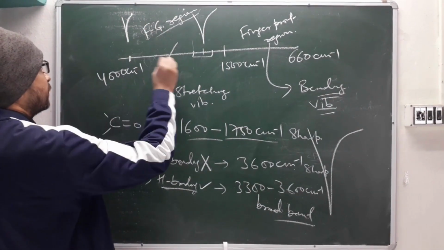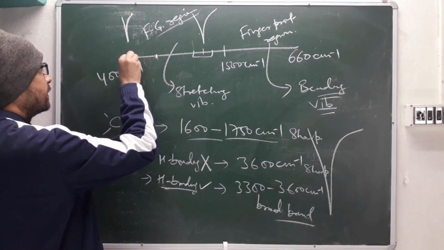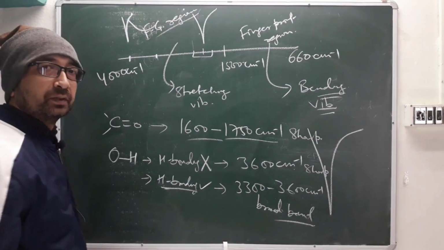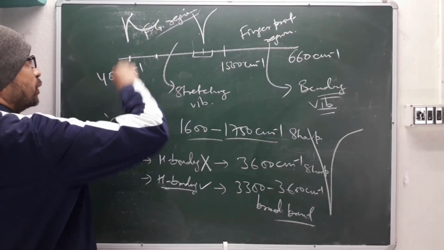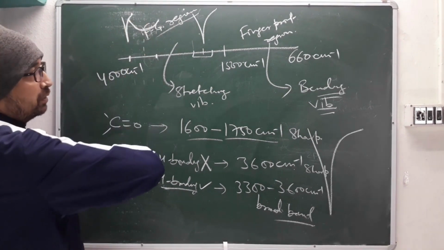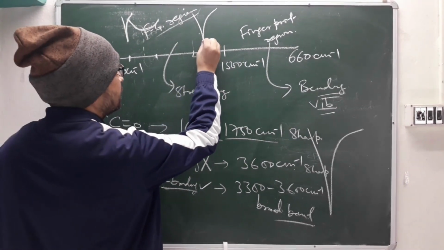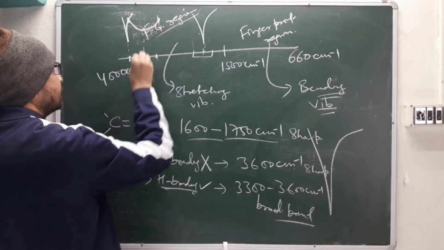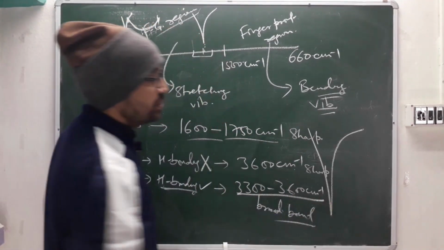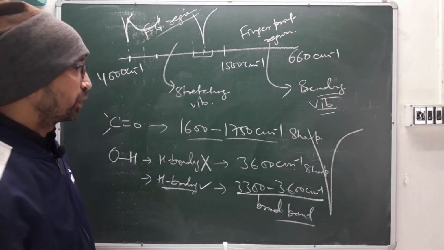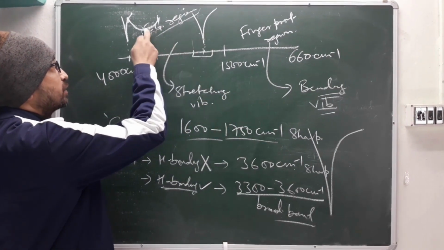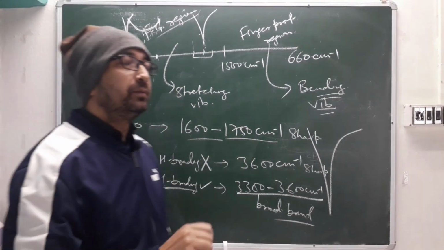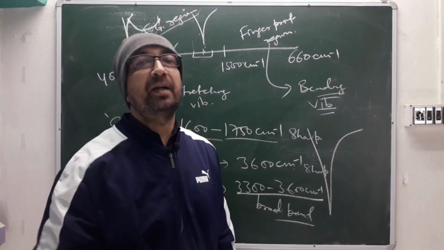It starts at 3300 and ends at 3600, so it will look like this broad band. You won't find any single place from which to take the peak value. For the sharp one you have a value, but for this you don't, so you have to take from here to here and see the range. If it falls in this range, you have OH in your molecule. If you get both, this broad band and the sharp peak at 1600 to 1750 per centimeter, it is confirmed that you have a carboxylic acid, correct?